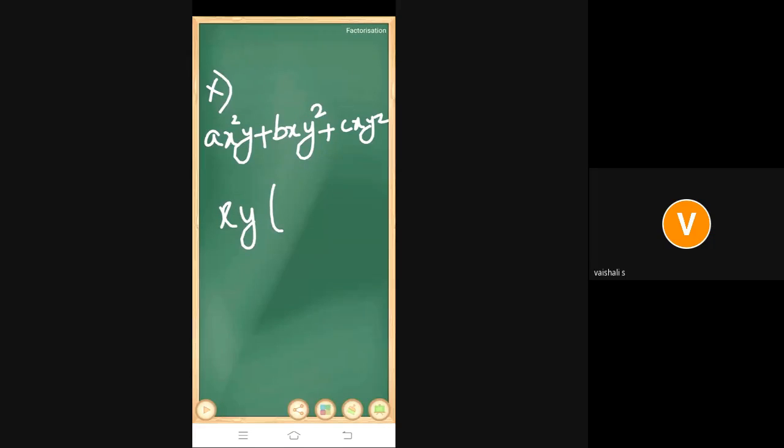So here a and 1x will be lying inside, all others went out. Then here b, x went out, out of y square, 1y went out, so 1y will be lying inside. So here c, x went out, y went out, z will be lying inside. So that is the answer: xy into ax plus by plus cz.